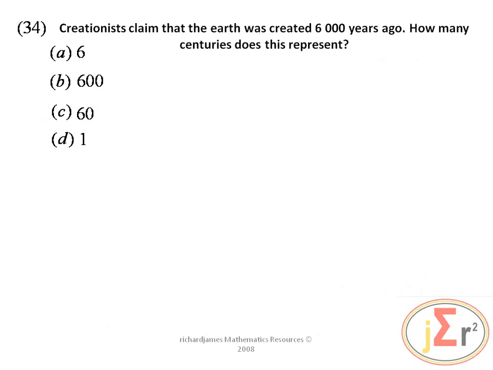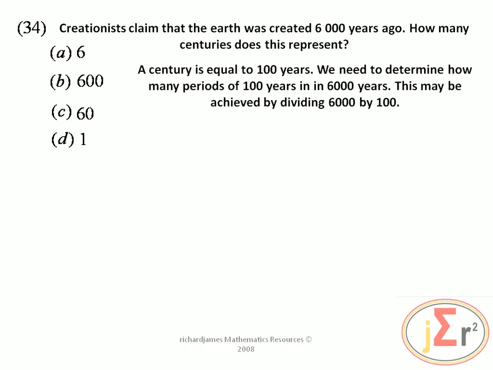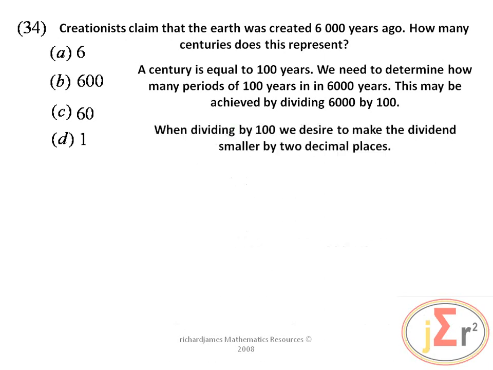Creationists claim that the earth was created 6,000 years ago. How many centuries does this represent? Of course, Jerry, we need to know the number of years in a century, and that is equal to 100. A century is equal to 100 years. We need to determine how many periods of 100 years is in 6,000 years. This may be achieved by dividing 6,000 by 100.